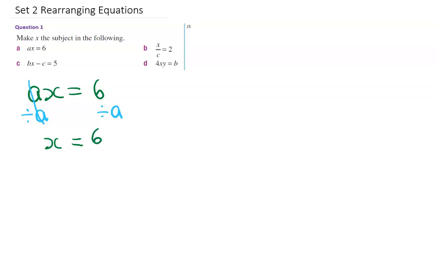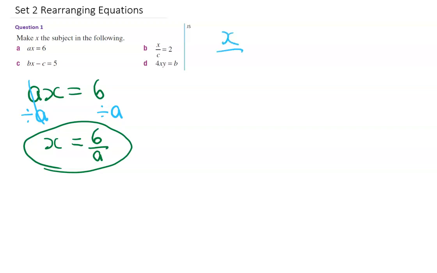Now I can't do much with that, so I'm just going to write it as 6 divided by a like this, as a fraction. And there's my answer. X is the subject of the equation, and that's all I can do with it. All right, let's do the next one.